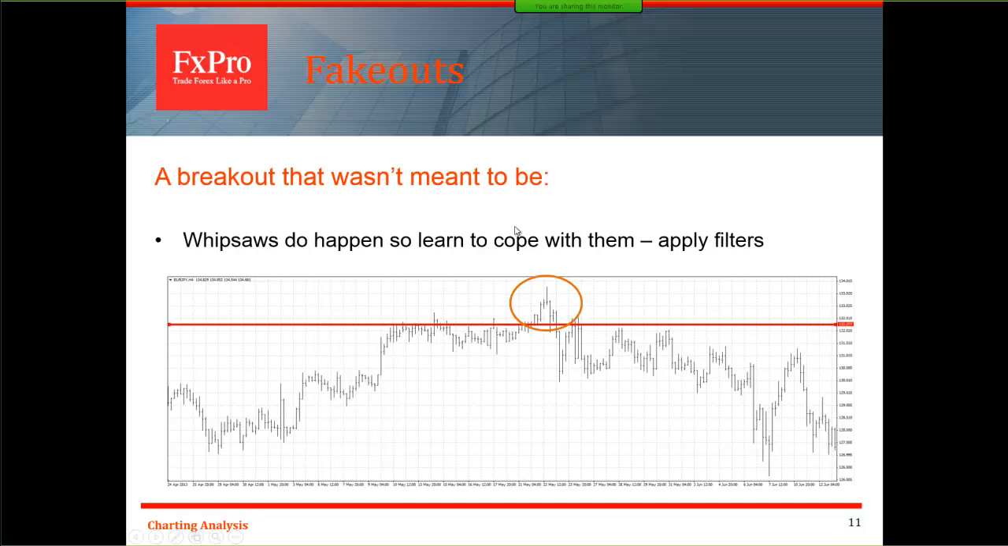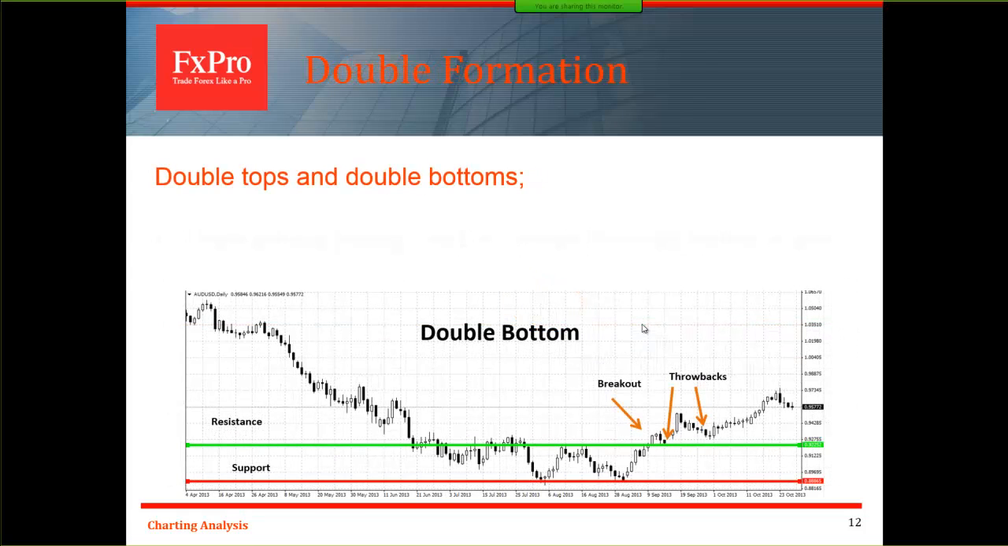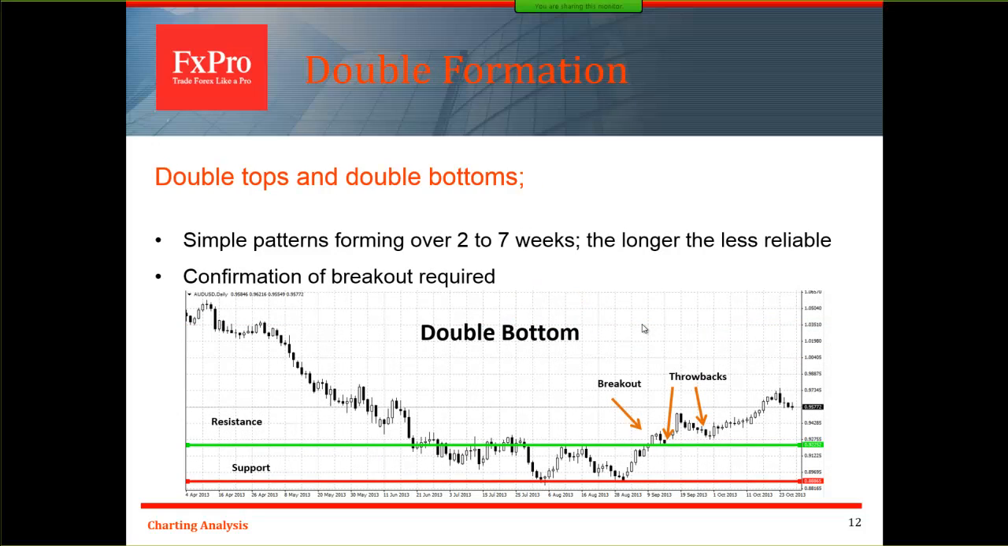Now let's move on to see some notable trading patterns. Double bottoms are one of the simplest formations that form within 2 to 7 weeks. Double bottoms consist of 2 troughs, so 2 bottoms basically, separated by a rebound, with double tops being a mirror image of double bottoms. So double bottoms occur obviously at the bottom of a trend, and double tops are basically 2 hills that occur at the top.